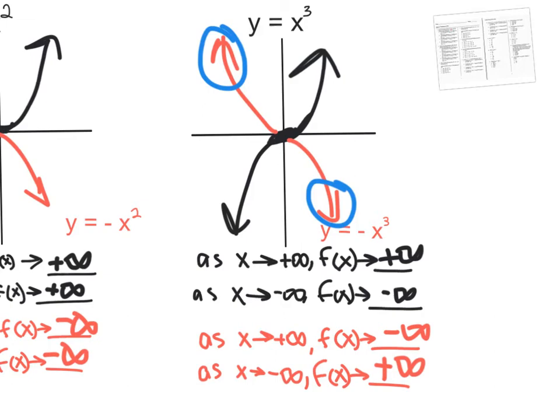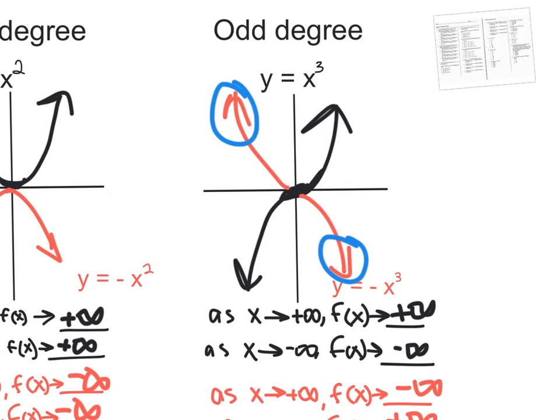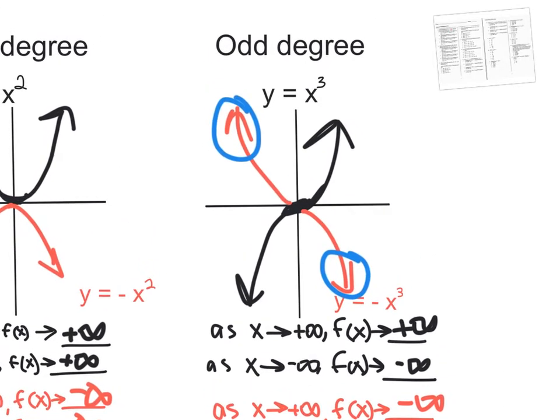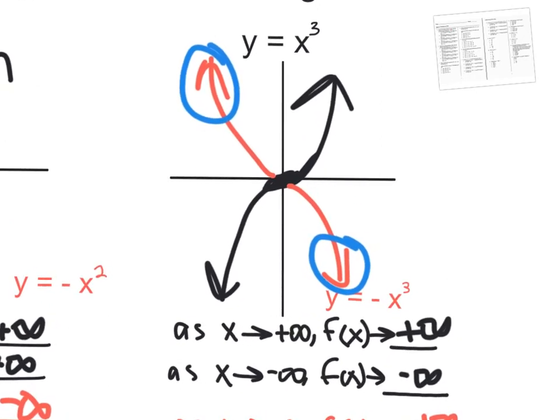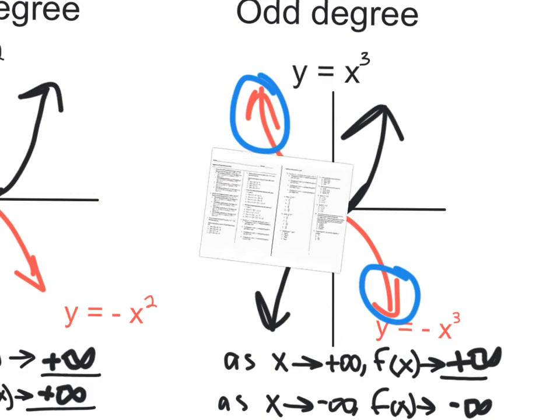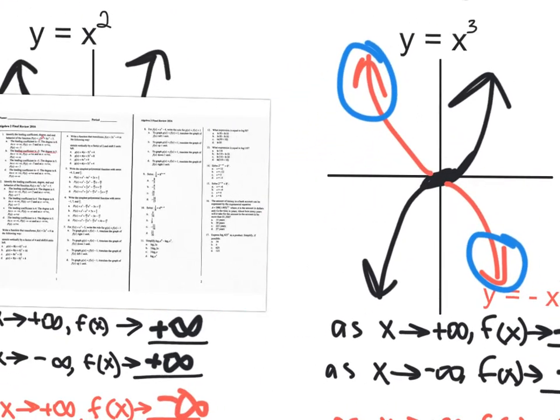So let's go back to the question itself. Now we know that it was an odd degree function. It's power of 5. So we already know that the end behavior is over here and down here. So what does that mean? That as x approaches positive infinity, f of x approaches negative infinity. How about up here? As x approaches negative infinity, f of x approaches positive infinity. So once again, let me just put that right there so you could see it.